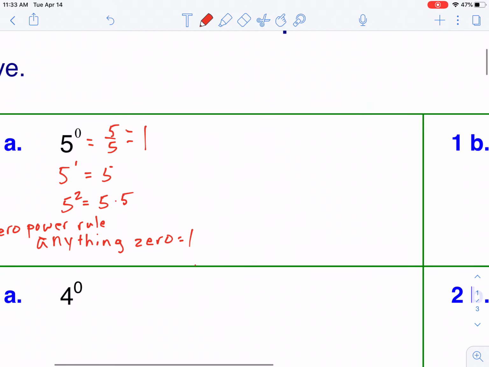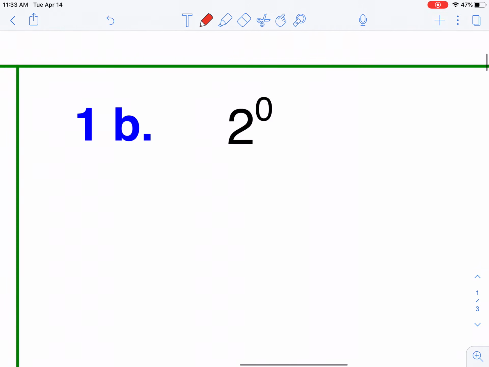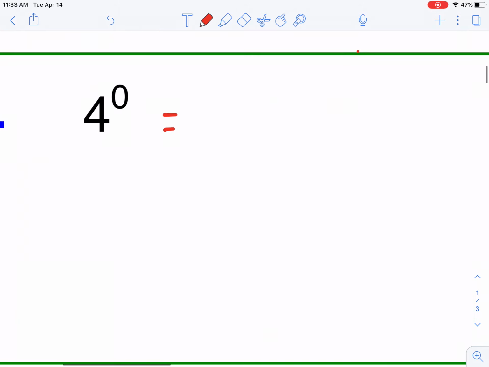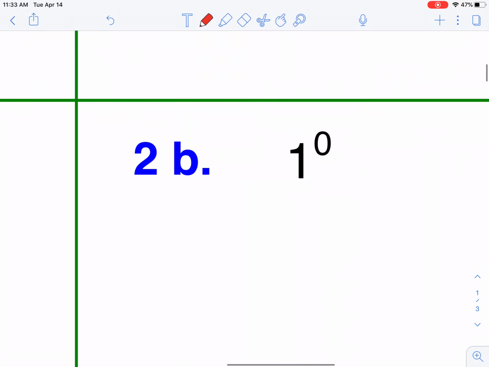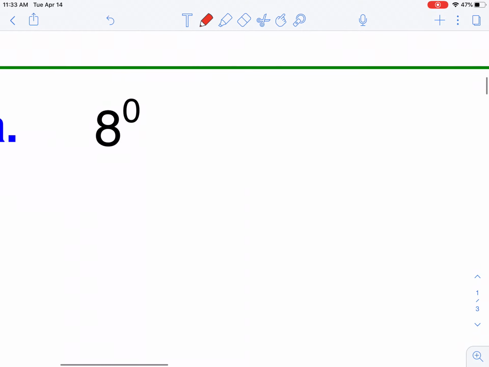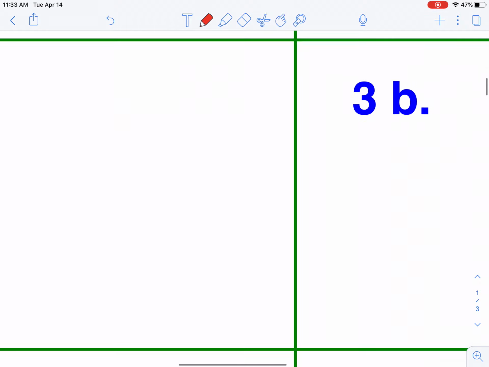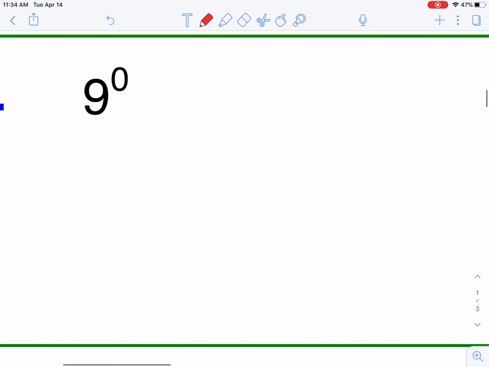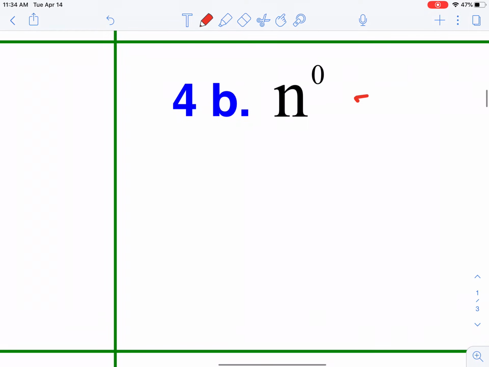So we can simply look at 1b. 2 to the 0 means 2 divided by 2, which is 1. So when you see these, you can simply go, oh, that has to equal 1. That has to equal 1. This has to equal 1.